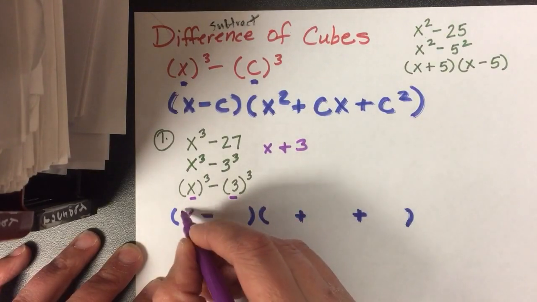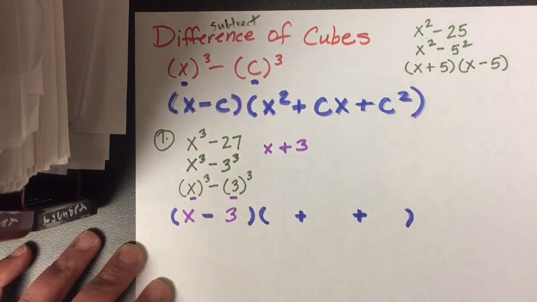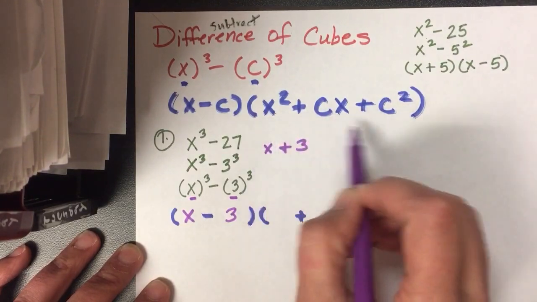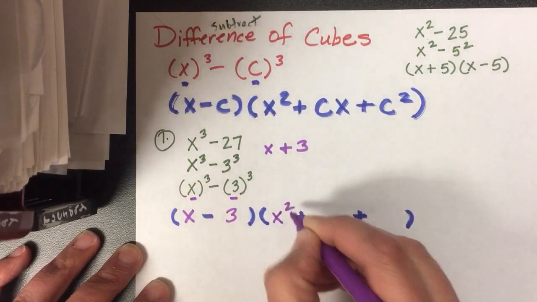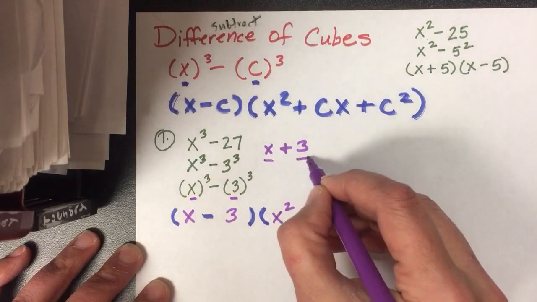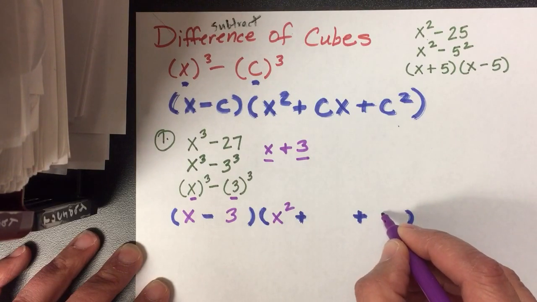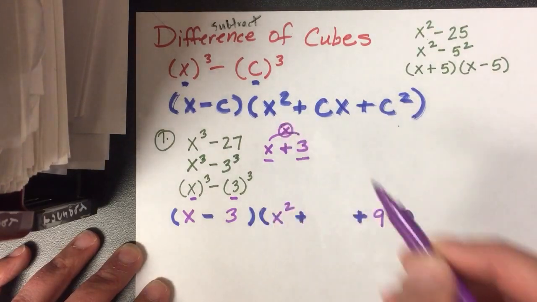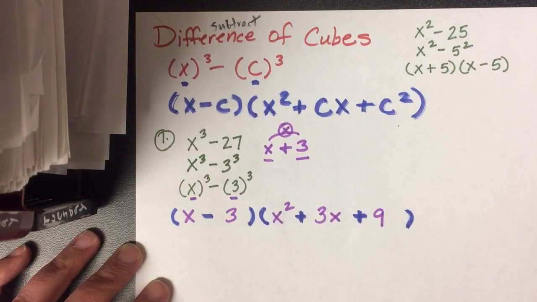So following the pattern above, my two bases go in the first factor. So I have x minus 3. In the second factor, I have x squared. My first base, x, is squared and goes here. My second base, which is 3, is squared and goes here, so that's 3 squared, which is 9. And then the product of my two bases, multiplying these two together, is my center term, which is 3x. So now I've completely factored this difference of cubes.